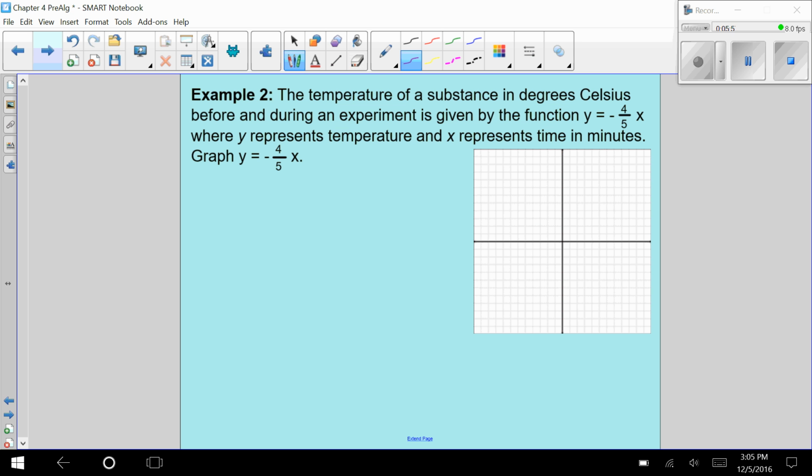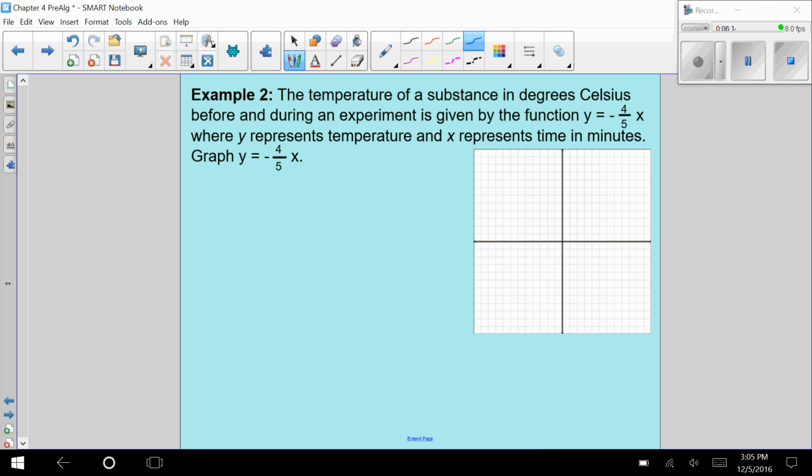All right, we're going to talk about one word problem here quick. The temperature of a substance in degrees Celsius before and during an experiment is given by the function y equals -4/5 x, where y represents temperature and x represents time in minutes. So we're going to graph y equals -4/5 x.